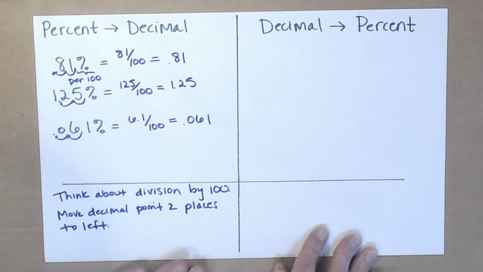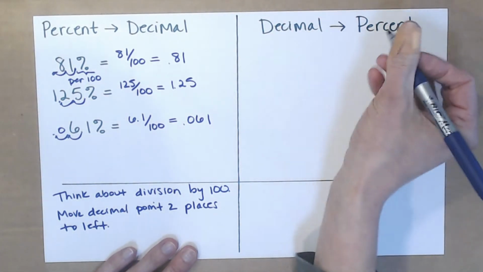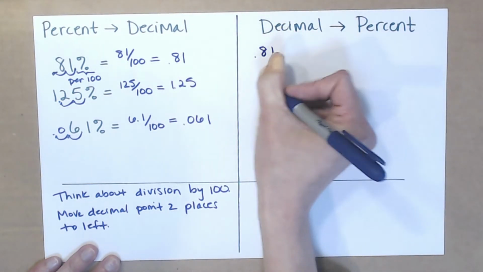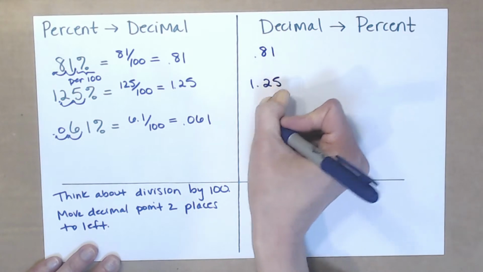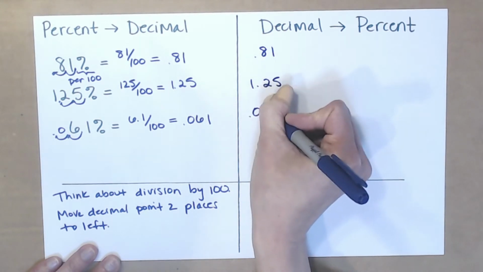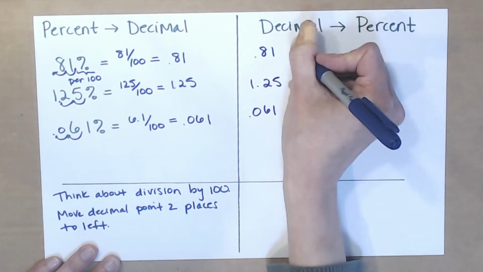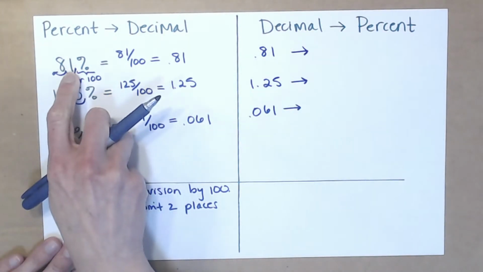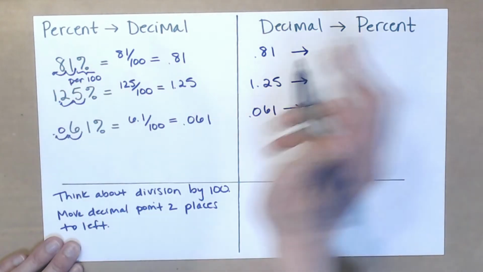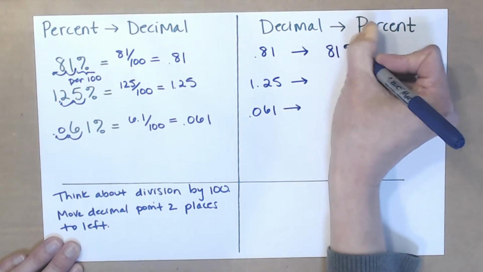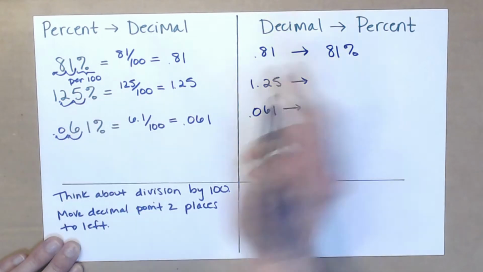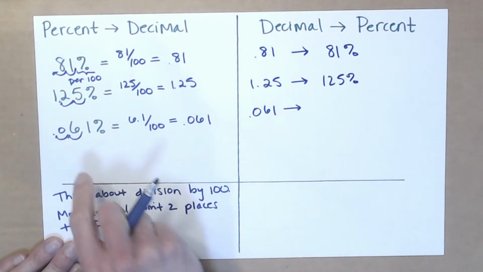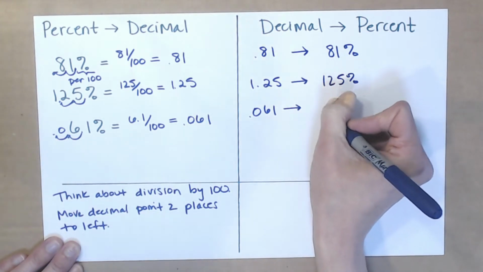Okay, so now let's go the other way. Let's go decimal to percent. So let's start with our decimals that we ended up with here, and go the other way to percent. Okay, so we see here that 0.81 was 81%. 1.25 was 125%. And 0.061 was 6.1%.